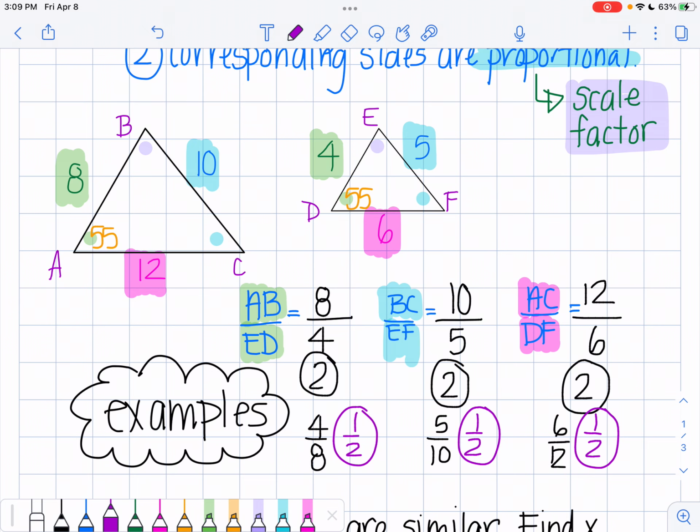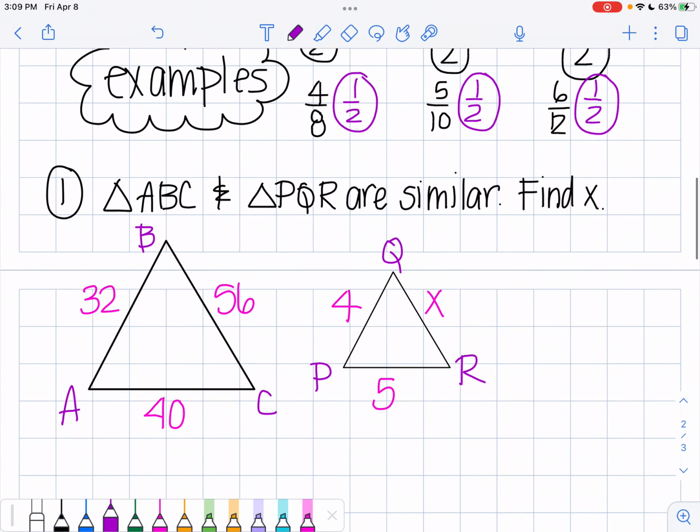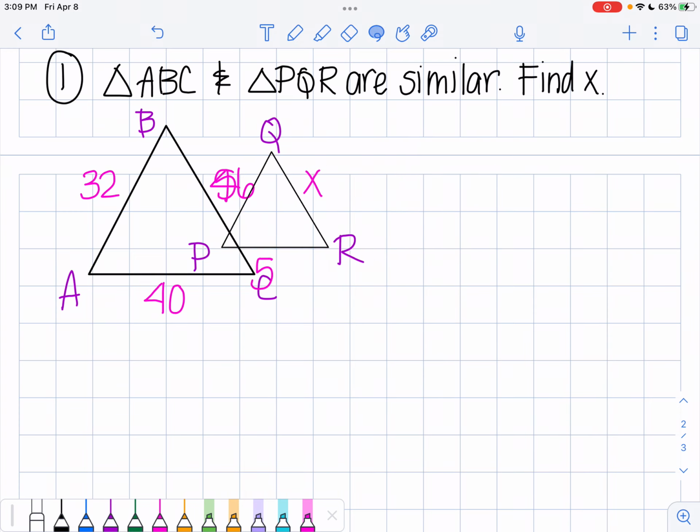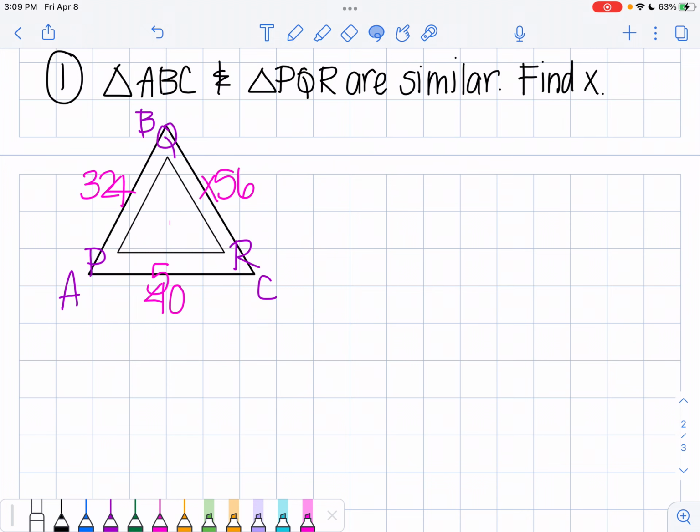We're going to use that information to help us find missing sides in triangles. Okay, it says triangle ABC and triangle PQR are similar. Find X. We can do this one of two ways. My favorite way to do this is to just set up a proportion. What I want to do is match the sides that are corresponding. I have the luxury of looking at this, and I can pick this up and look at these, match the way that they are.